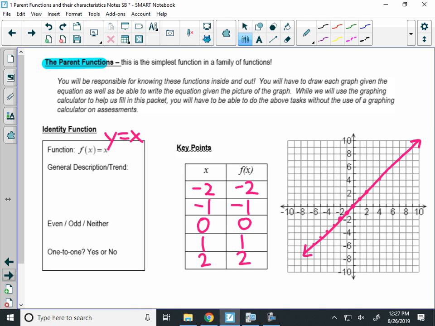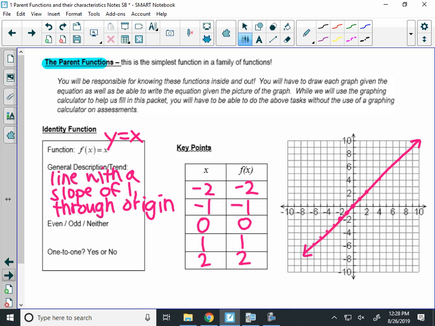General description of this graph. I would say it's a line with a slope of 1 through the origin. These are very informal descriptions, but some way that might help you remember what the graph looks like. Now, when I look at that graph, would you say that that identity function is even, odd, or neither?